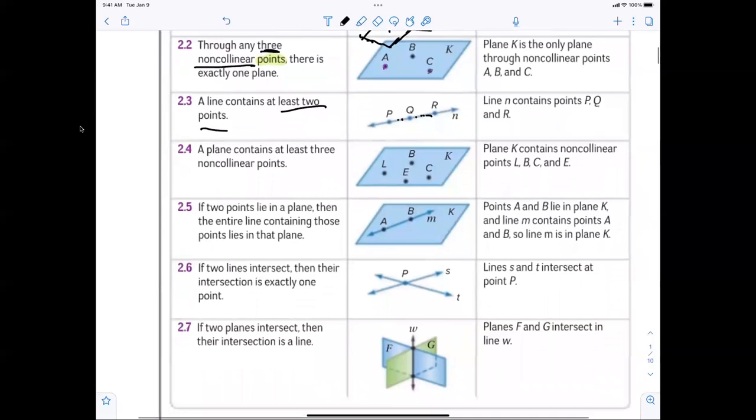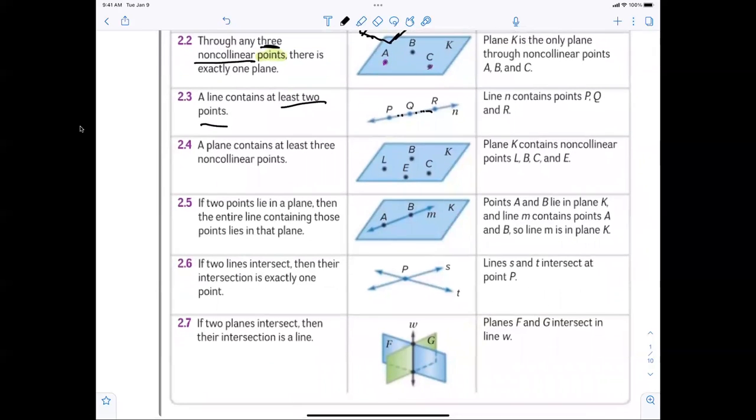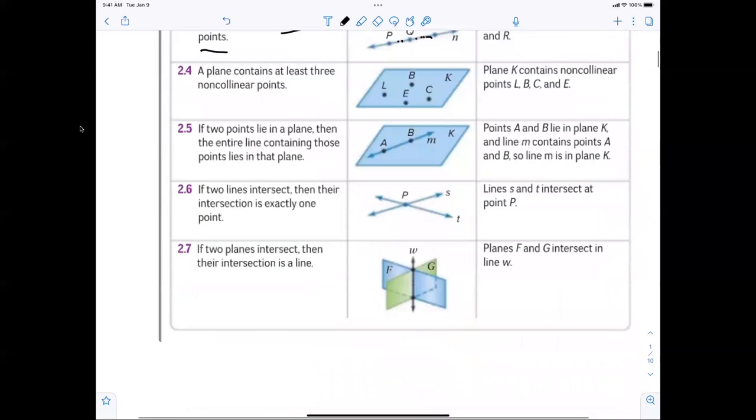Just like the next one, a plane contains at least 3 non-collinear points. I say a plane contains what? Infinite number of points. They're telling you that a plane has to contain at least 3. If 2 points lie in a plane, then the entire line containing those 2 points lies in that plane. Again, to me, all of this was just common sense.